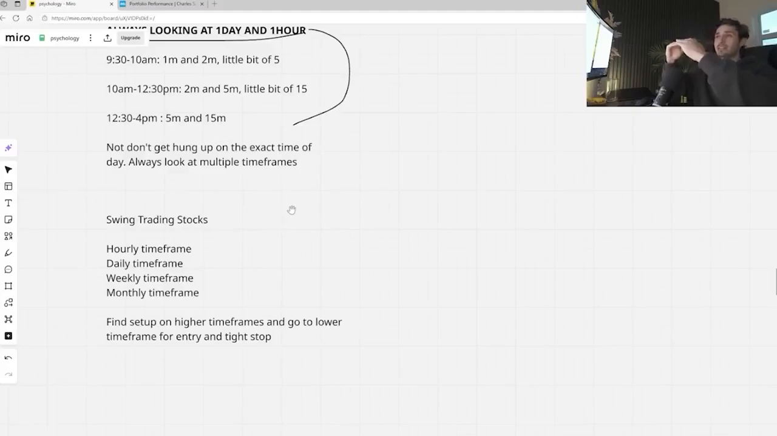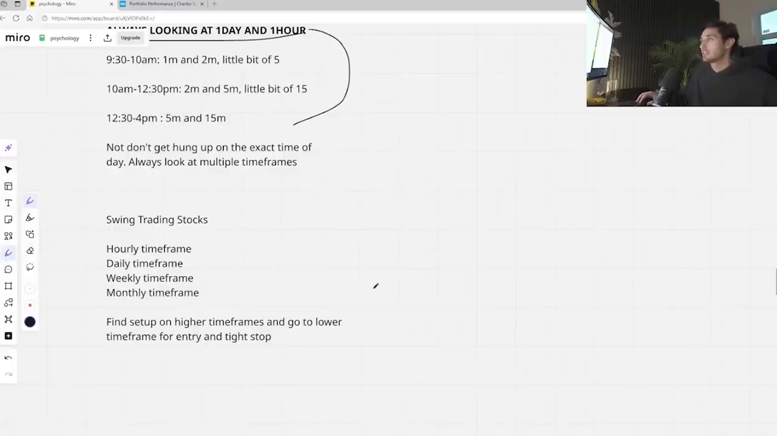So let's say you find a setup on a higher time frame, you can go to the smaller time frame to find an entry for that setup, and this will allow you to find potentially a better entry, and you could also even get a tighter stop loss, right? So let me kind of show you an example of this.